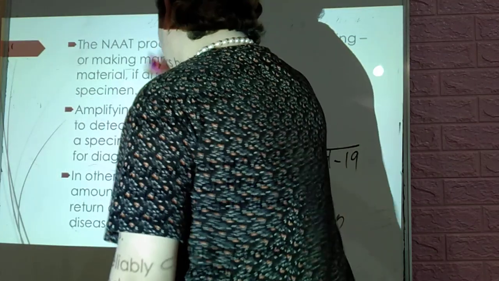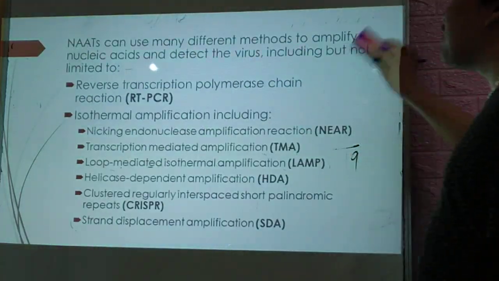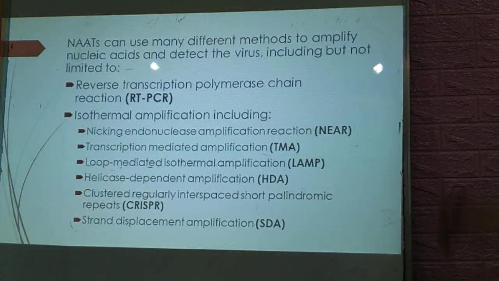Let's have here the different examples of NAATs. Actually, NAATs can use many different methods to amplify nucleic acids and detect the virus, including but not limited to these two most common. Firstly, reverse transcription PCR or RT-PCR, the one that we will discuss in the next few meetings. And of course, together with that, isothermal amplification, including the following.